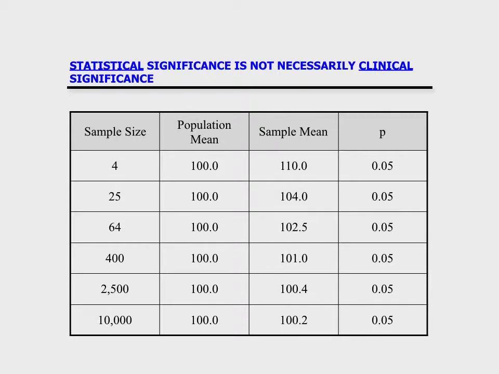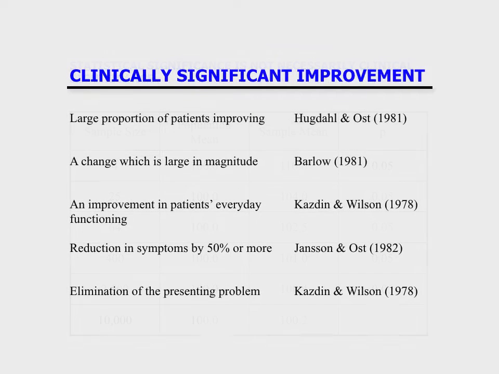So basically what this is saying is the more people you have in your group, the less the standard error, and the less of a change you need to see in your sample mean versus the population mean in order for it to be statistically significant. But let's take a look at what some authors have said really constitute clinical significance.